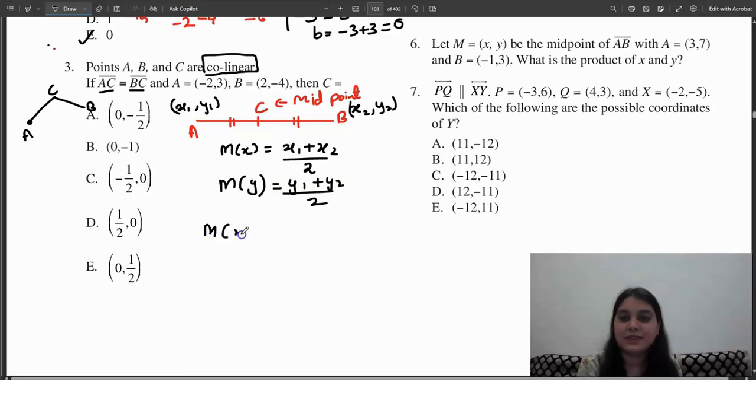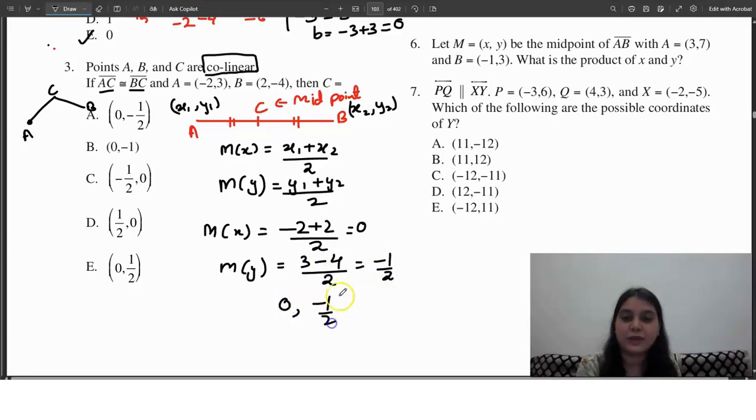Mx is equal to minus 2 plus 2 upon 2. That's coming as 0. And y coordinate for C will be 3 minus 1 minus 4 by 2. That is basically minus 1 by 2. So the answer should be 0 comma minus 1 by 2. That's option A. So yeah, this is the answer.